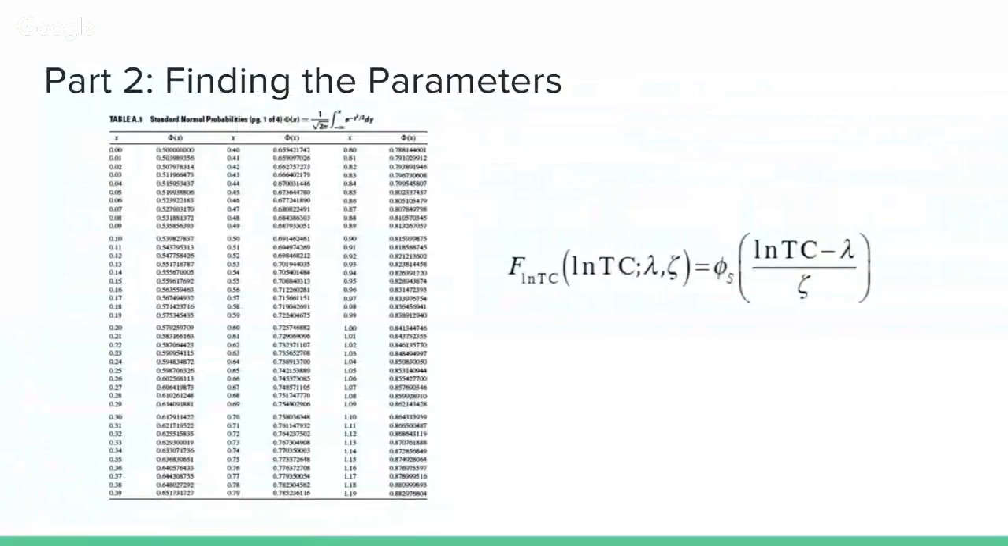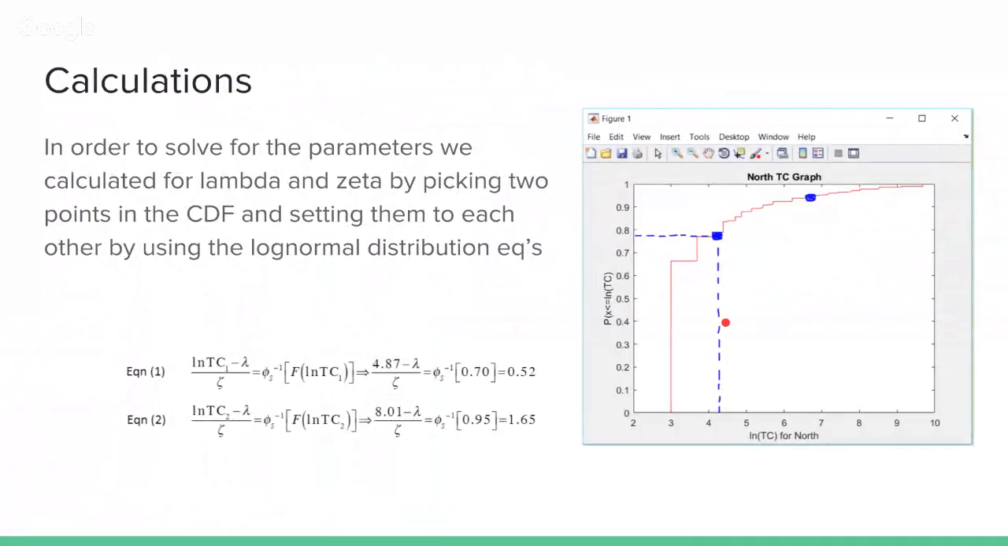All right, so for part 2, these are the tools we used first for finding parameters. Now moving on to the next slide, where we can see our calculations. In order to solve for the parameters, we calculated lambda and zeta by picking 2 points on the CDF and setting them equal to each other using the log normal distribution equations. In this case, we used these equations right here. Then we picked these 2 points, plugged them in, and using the tools we had from this part, we solved for it. On to the next slide.